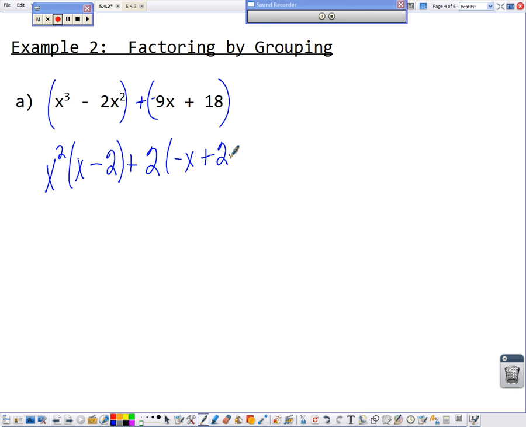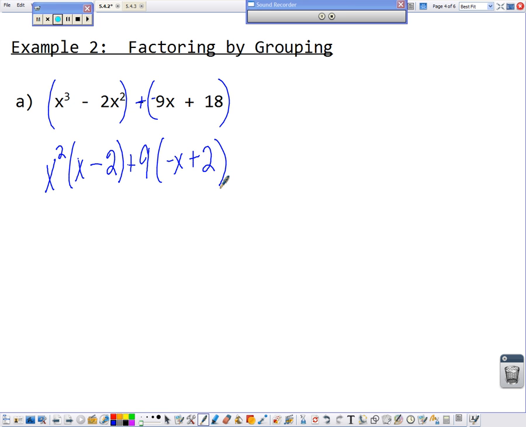Oops. Let's back up a second. The biggest number I can divide 9 and 18 by would be a 9. So 9 divided by 9 gives me a negative x. 18 divided by 9 gives me a 2. And if you'll notice, inside the parentheses, I actually ended up with almost the same thing. I have an x and a 2. The only thing is my signs are wrong.